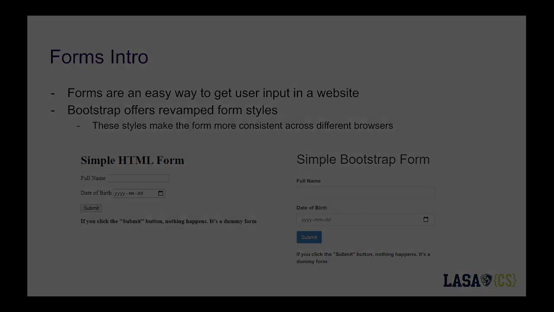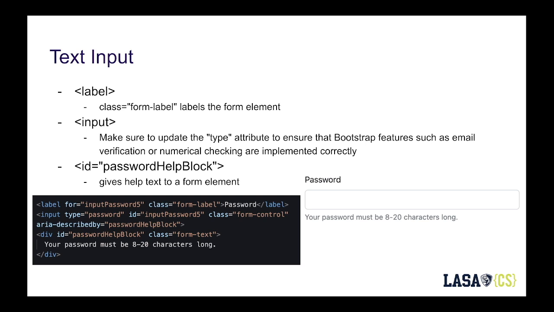So text inputs are probably the easiest and simplest way to get user input. So class equals form-label labels the form element that you're working with. And then within the input tag, make sure to change the type attribute to ensure that Bootstrap features such as email verification or numerical checking are implemented correctly. And then within the password help block ID, you can actually give the form element a description. So in this case, it's just telling you how long the password needs to be.